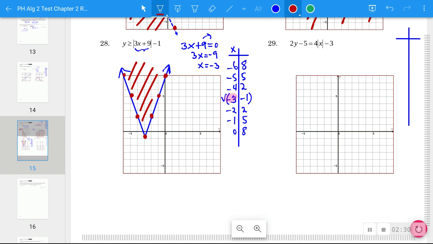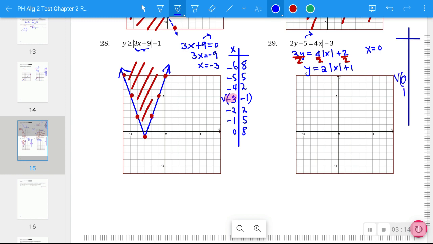Okay, on number 29, we're going to start by solving for y. I'm going to add 5 to both sides. And the tricky part on this one is dividing by 2. On this, you want to divide by 2 here, and only on the outside there, and then down there. So that takes us down to y is equal to 2 times the absolute value of x plus 1. And you can see there's an x in there, so when you set that equal to 0, you get an h value of 0.